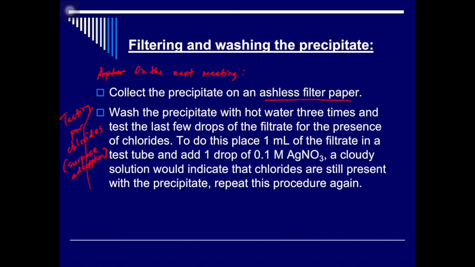Wash the precipitate with hot water 3 times and test the last few drops of the filtrate for the presence of chlorides. Test the filtrate with 1 drop of silver nitrate, and if a cloudy solution is formed, it indicates the presence of chlorides. So, if chlorides are still present, repeat this procedure over and over again. This procedure is to be repeated many times because you have to completely remove the chlorides that are adsorbed on the surface of your precipitate, or else the mass of your precipitate would not be the actual mass.